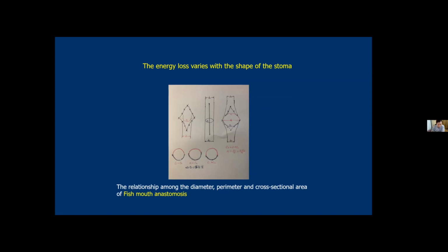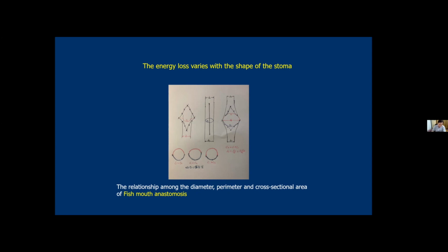So this is the energy loss. We can also calculate it with different shapes of the stoma. This is a relationship among the diameters, the perimeter, and the cross-section area of fish mouth anastomosis, because a lot of neurosurgeons recommend this fish mouth stoma technique.